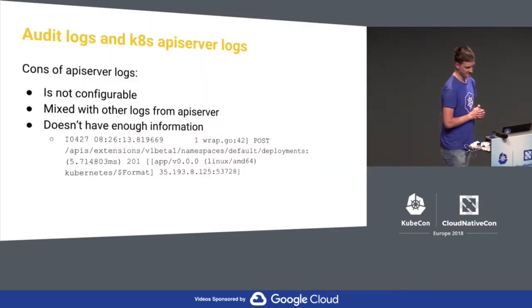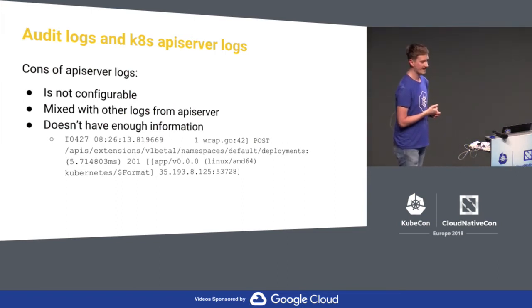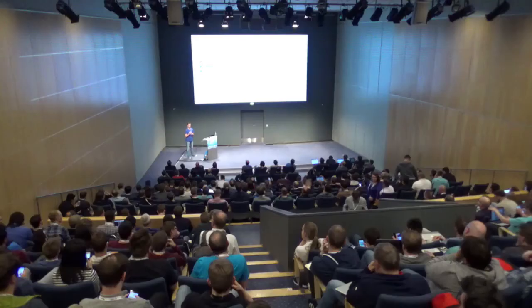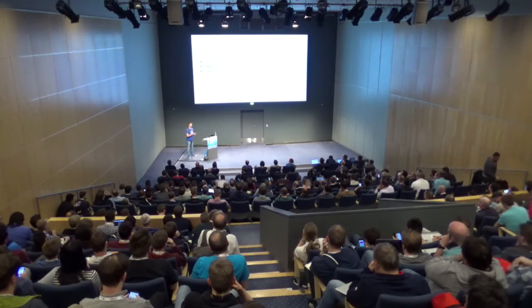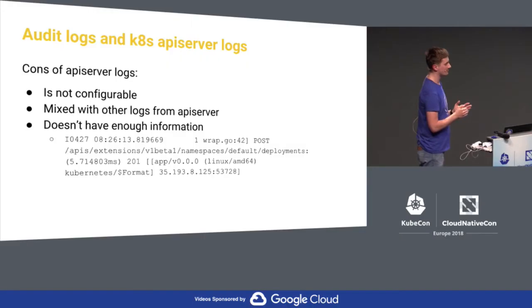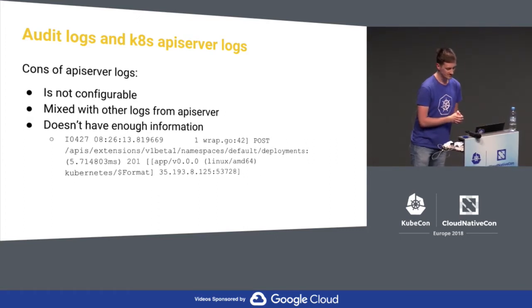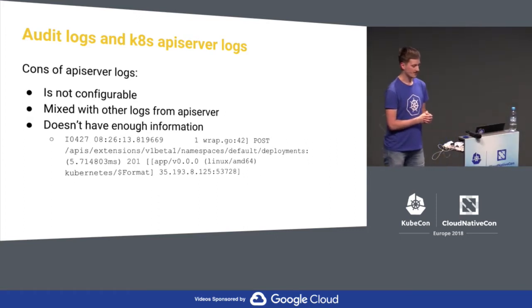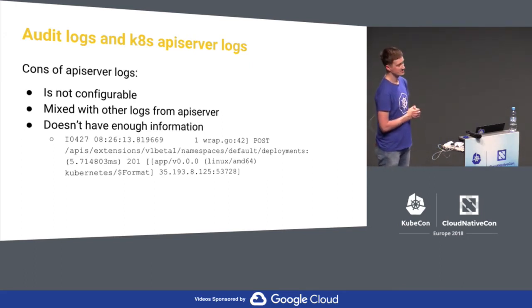The next thing is Kubernetes API server logs. Has anyone used them to find requests that were made to the API server? Okay. Yeah. So probably that was a good idea when we didn't have audit logs, but now I would say that it's not needed anymore. So why shouldn't you use Kubernetes API server logs?